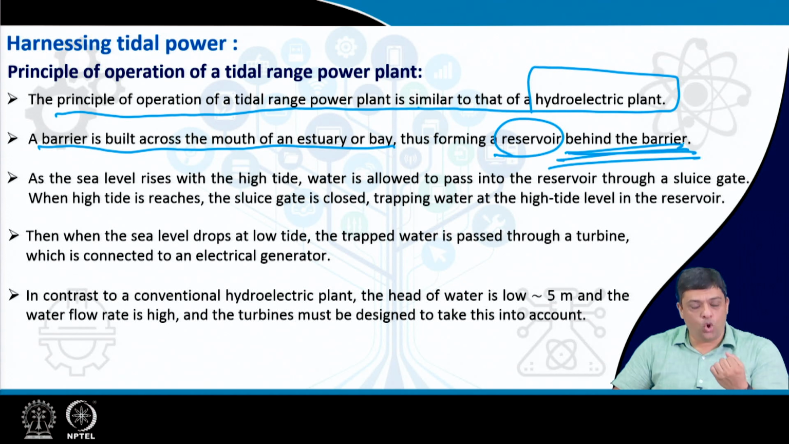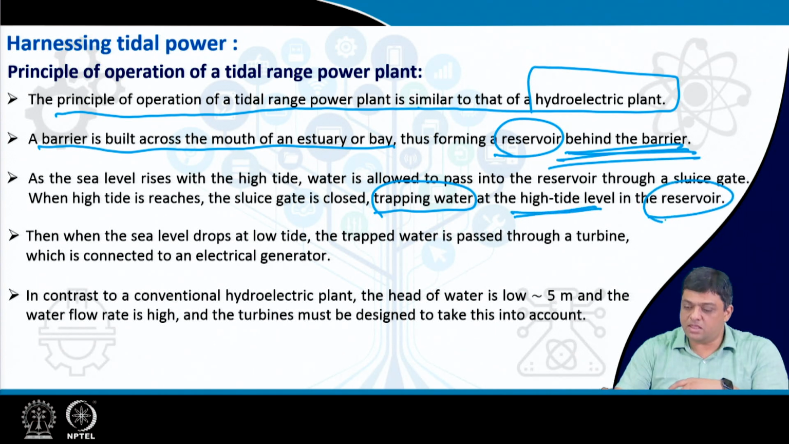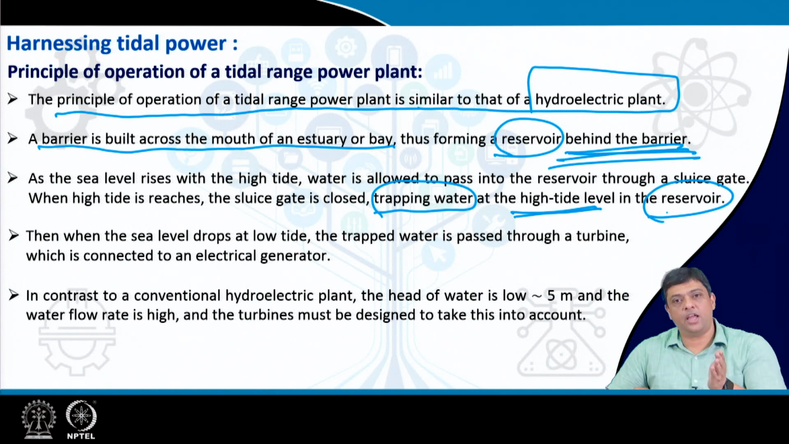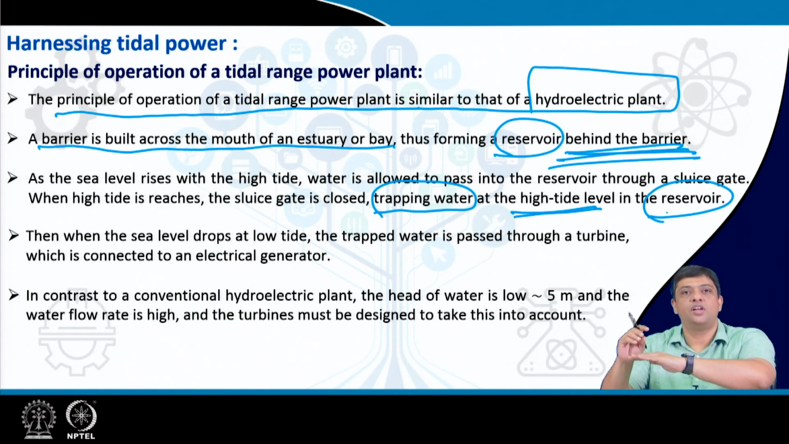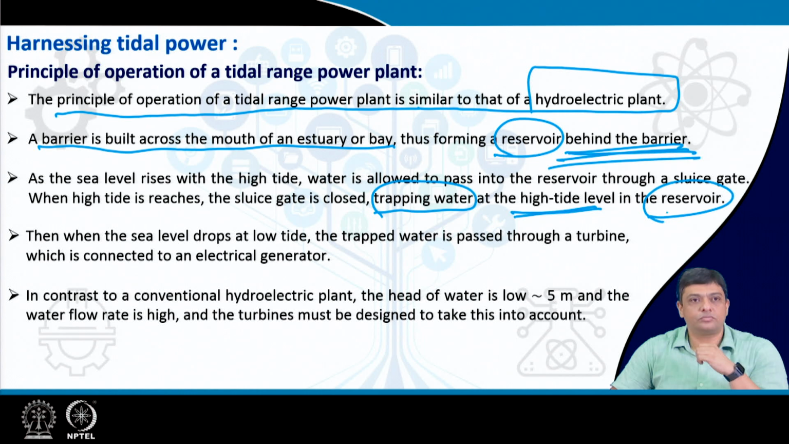And if you are able to close these sluice gates, then what will happen? You will find the water is trapped, and it is trapped at high tide level in the reservoir. So, you have high tide, water flows, you open the gates, let the water go in, water maintains the same level, close the gates. Now, you have water at the same tide level, but now it is in the reservoir. Then when the sea level drops at low tide, the trapped water is passed through the turbine, which is connected to an electrical generator.